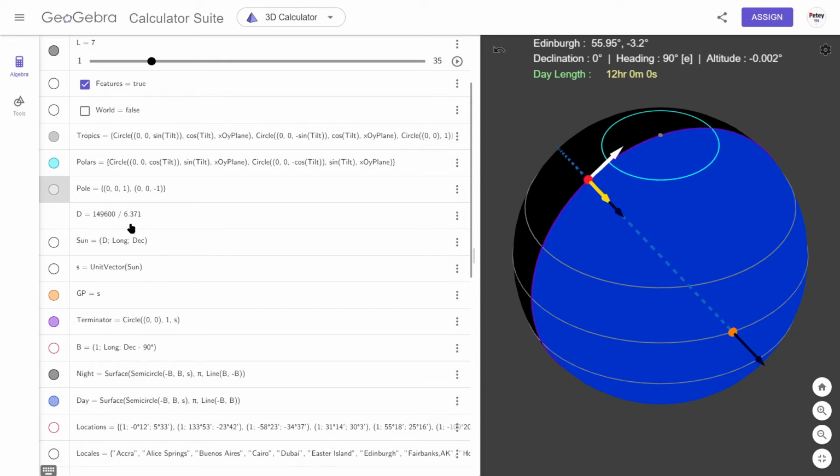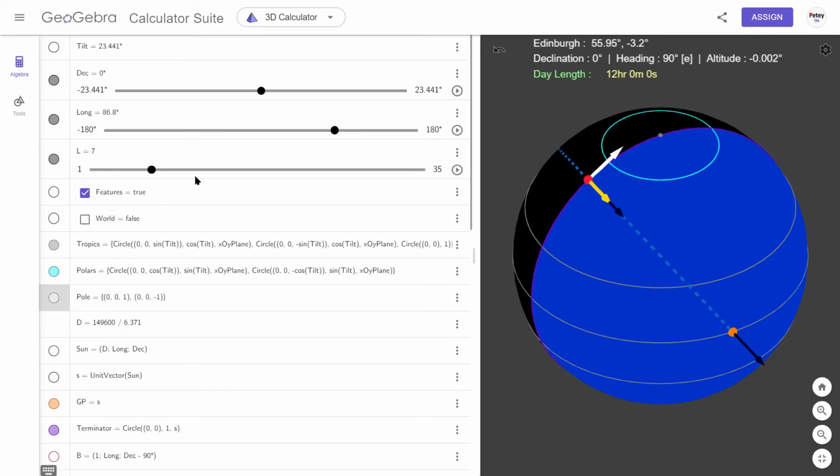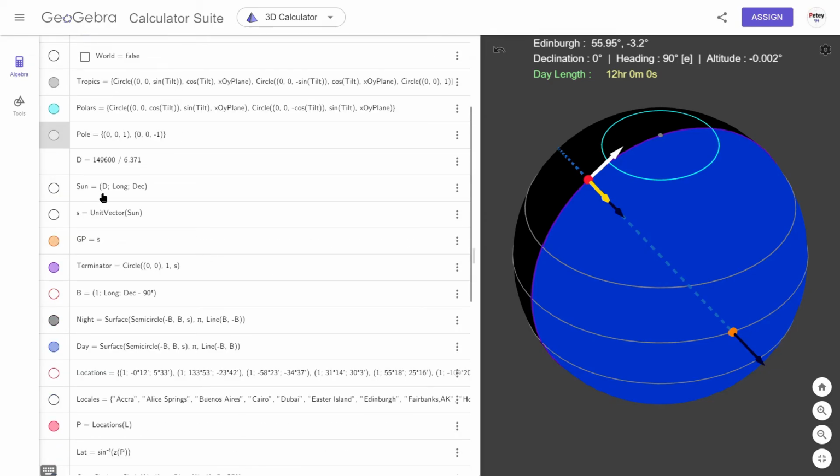D, that's the distance to the Sun, so you can work out that the Earth has a radius of 1. Sun, that's just a point out in space. That uses D. It uses these 2 sliders also. And that is just a point. It's not a sphere. It doesn't have a radius, no dimension to that. S is a unit vector to the Sun, and the GP will use that vector.